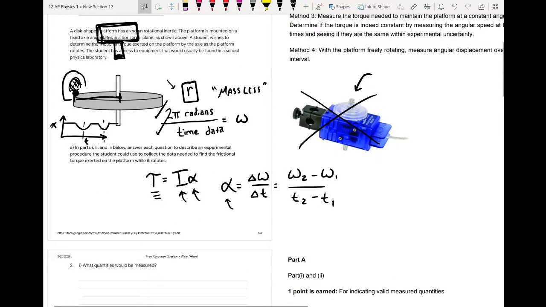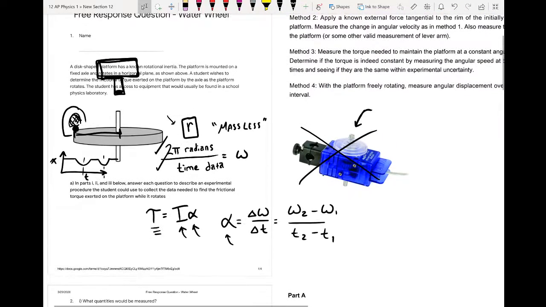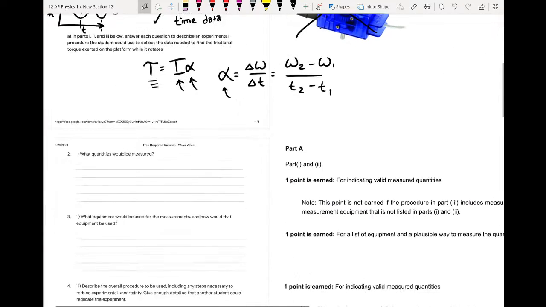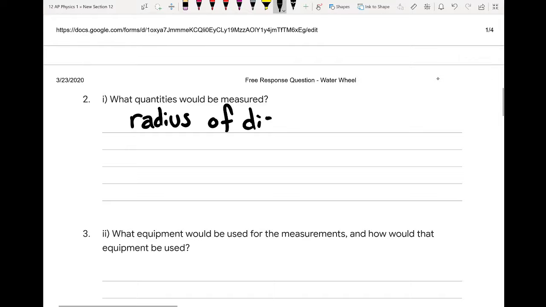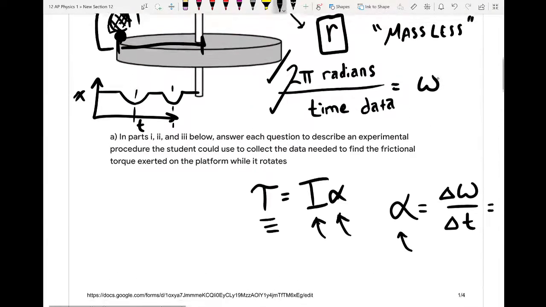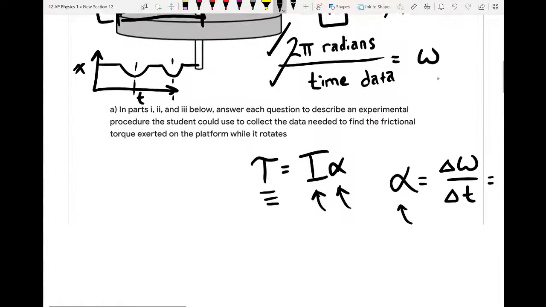So yeah, that's going to be my approach. I'm going to look at 2 different rotations, measure how long that takes, and then go from there. In this case, the quantities I'm going to measure are the radius of the disk, and I'm also going to measure time. So those are really my 2 quantities. I just want radius and I want the time.